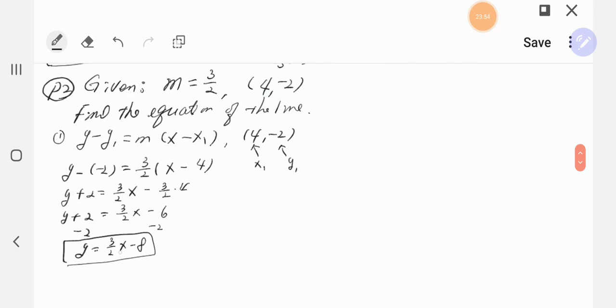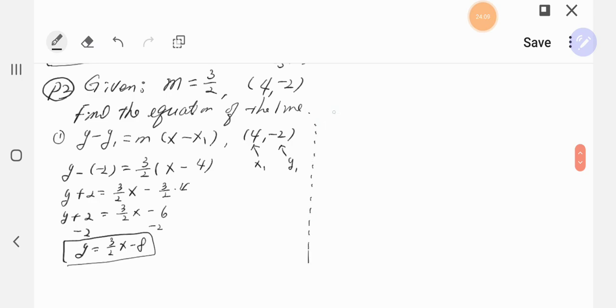So if x equals 4, then what is it? 4 divided by 2 is 2, so 3 times 2 is 6. 6 minus 8 is negative 2. So yes, this is correct.